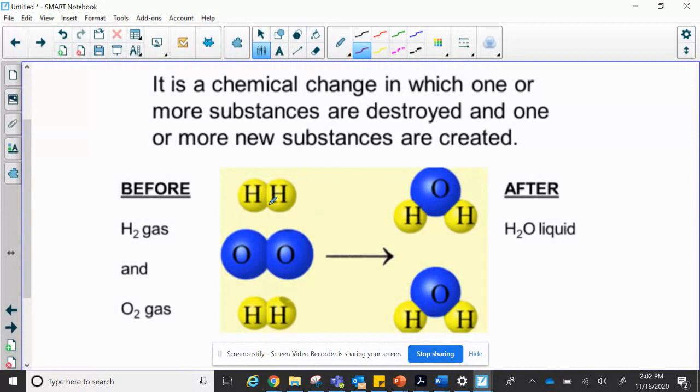Okay, so what happened here is that these substances were destroyed, the H2 and the O2, and we ended up getting water out of it. So the atoms were just rearranged. That's a key word you'll see a lot. The atoms are rearranged.